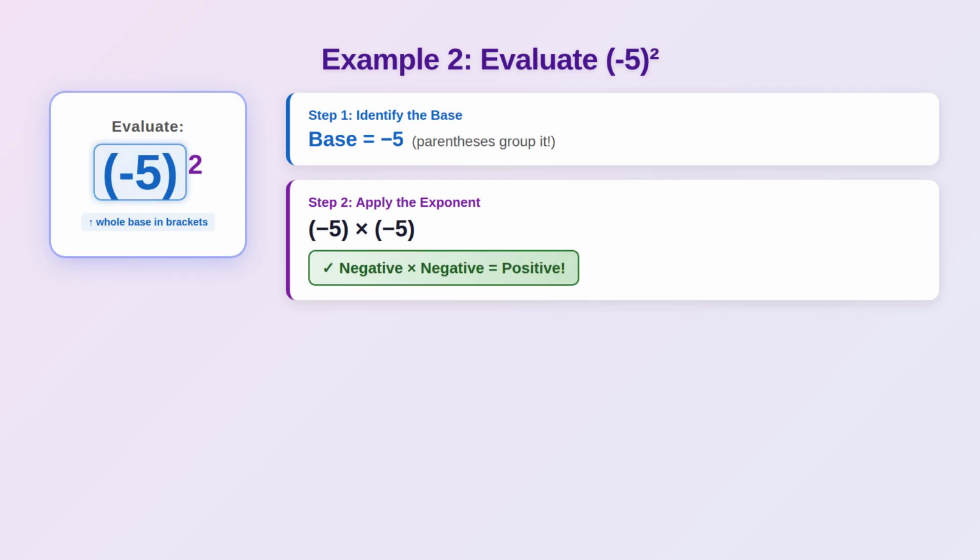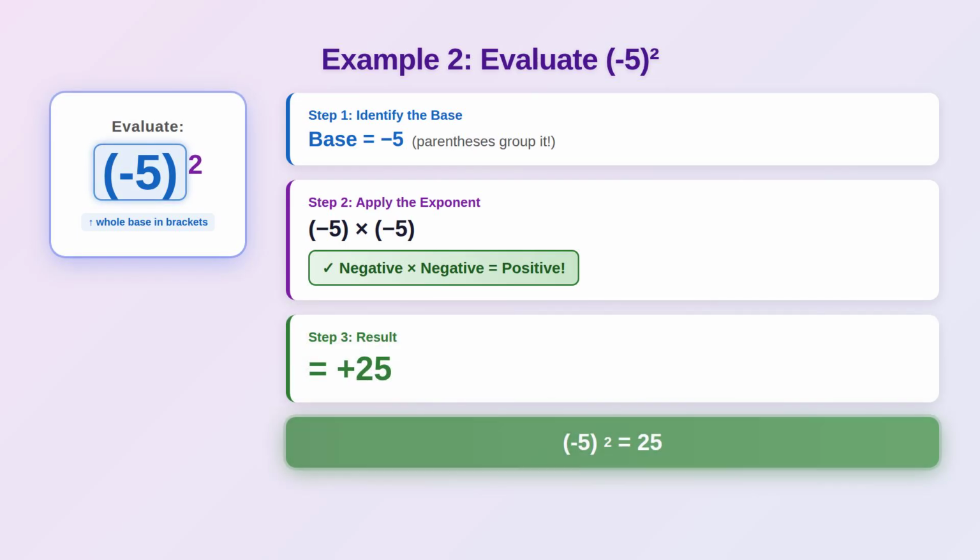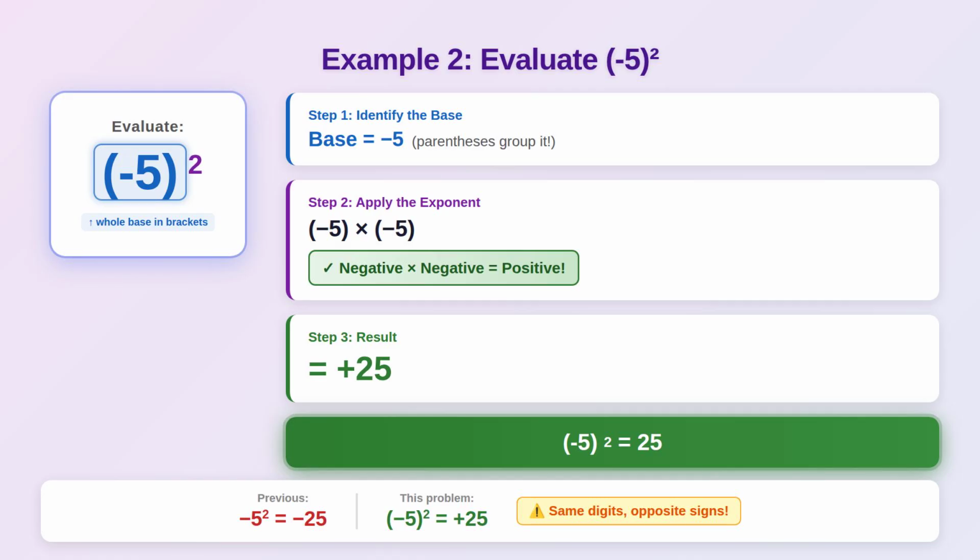The whole thing, negative sign included. Step 2. Apply the exponent. -5 times -5. Let's think carefully. 5 times 5 is 25, and a negative times a negative is positive. So -5 times -5 equals +25. Step 3. Our answer is +25. So -5 in parentheses squared equals 25.